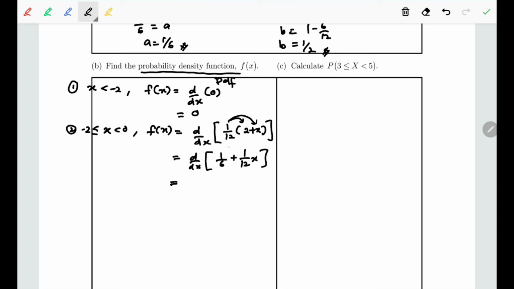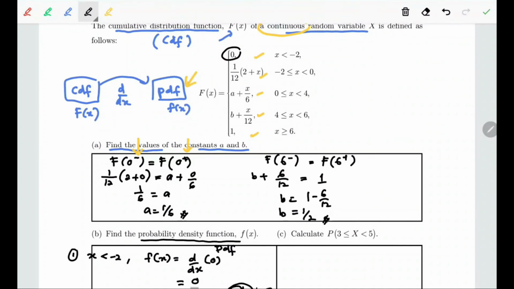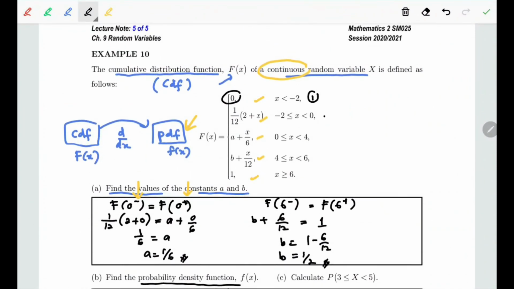So differentiate 1 over 6, of course, 0. Differentiate 1 over 6, 0. Differentiate 1 over 12x will give you 1 over 12. Okay, next, the third function. This is the first, second, third, fourth, and the fifth function that we are going to differentiate.